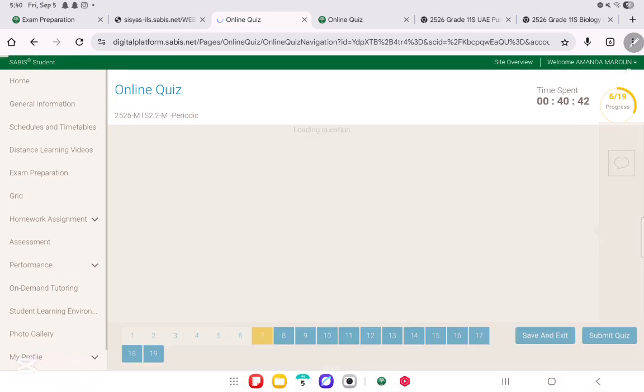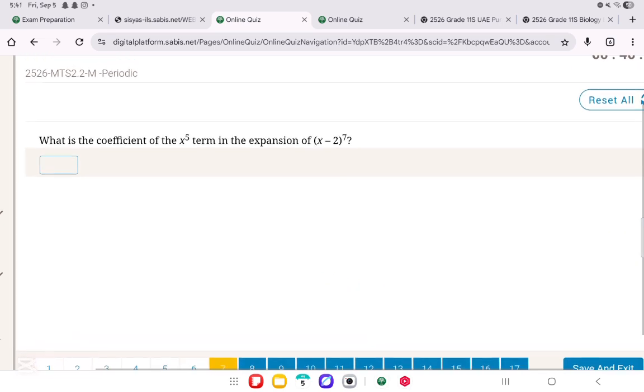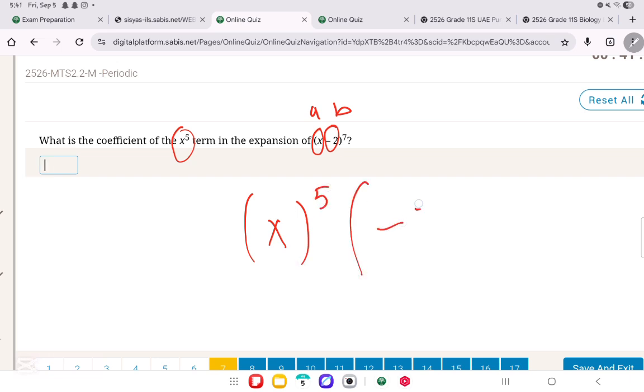Let's move on to question number 7. What does it say? Now, in question number 7, they're asking, what is the coefficient of the x to the power of 5 term in the expansion? We have our a over here and our b over here. What do they need? The coefficient of the x to the power of 5 term in the expansion. So, where do we have x? In a or in b or in both? We have it only in a. That means a, which is x, is going to be to the power of 5. And b is going to be to the power of 2. Why?